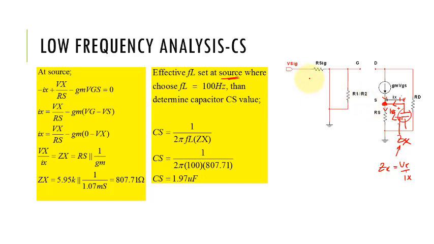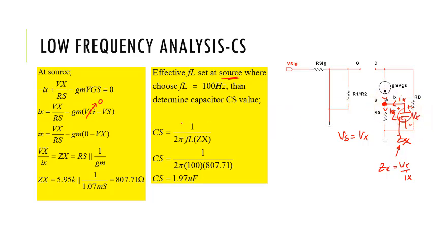So when we want to determine the value of Zx, we need to short our source, so basically our source becomes 0. From our equation, we have gm and Vg, so Vg becomes 0. So we have the negative Vs, and this Vs is equal to our Vx. So negative, this is our Vx here.